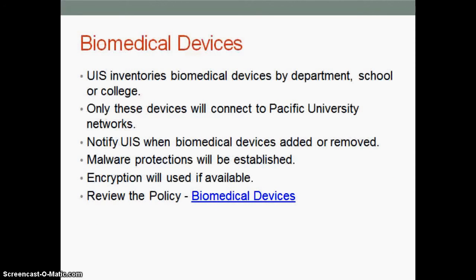Biomedical devices: UIS inventories biomedical devices by department, school, and college. Only these devices that are inventoried will connect to our networks. Departments and individuals need to notify UIS when new devices are used or removed. And there are malware protections for devices being used and encryption if that is available. For more information, please refer to that policy and make sure that you review it, especially if you're using biomedical devices.